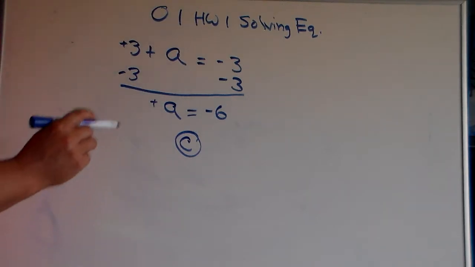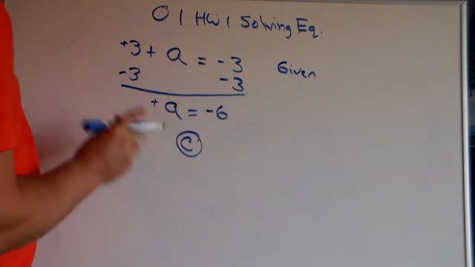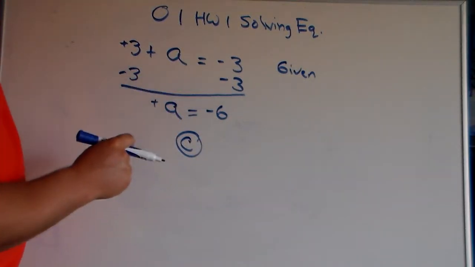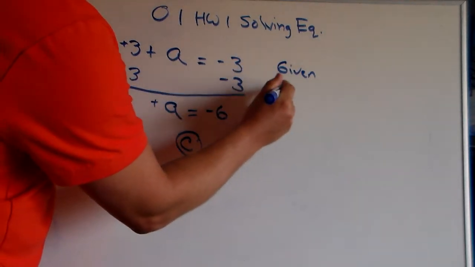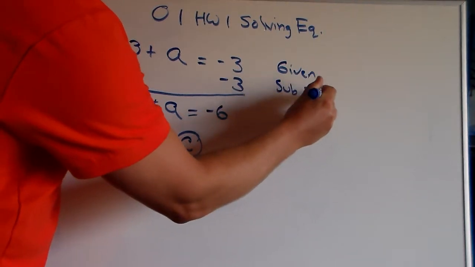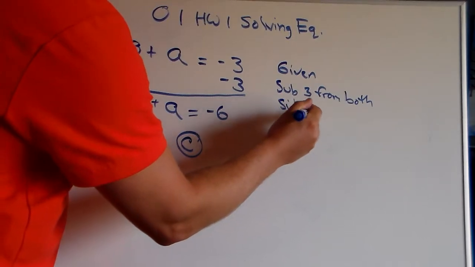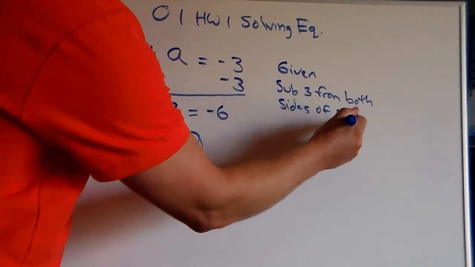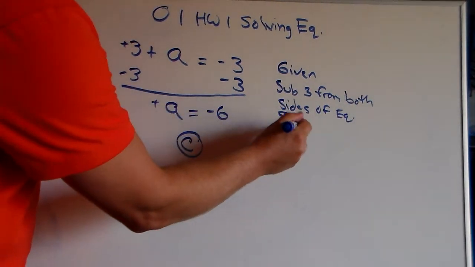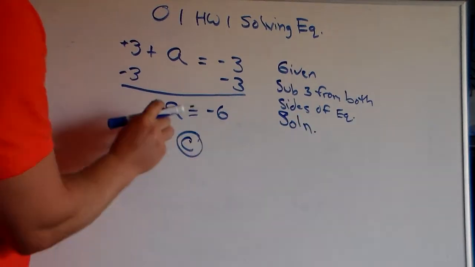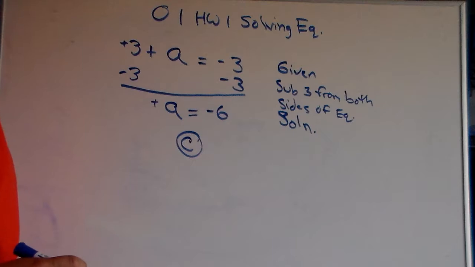Just to recap all those steps, the problem that we're given is 3 plus A equals negative 3. Then we subtracted 3 from both sides of the equal sign. And then we have the solution, which is A equals negative 6, which is option C for number 1 of the homework.